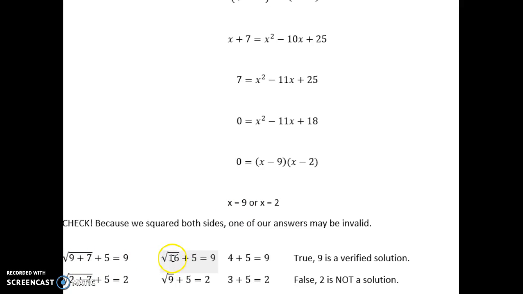And so we get 16 under the square root. The positive square root of 16 is 4. And so 4 plus 5 is 9. That is true. So 9 works when you plug it into the equation. You get a true statement.